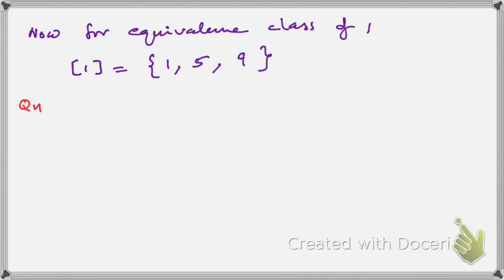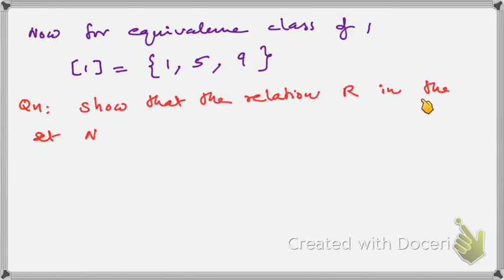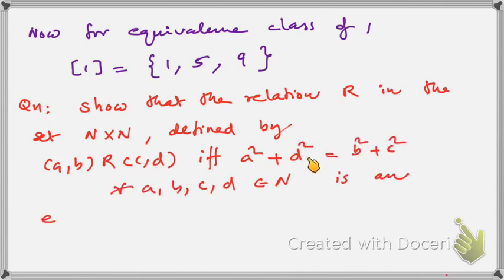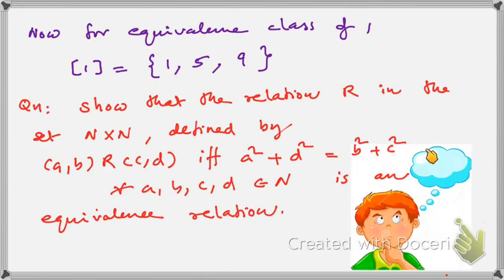And now I have a question for you. Show that the relation R in the set N cross N defined by (a, b) related to (c, d) if and only if a square plus d square is equal to b square plus c square, for every a, b, c, d taken from N, is an equivalence relation. So the given basic set is N cross N. You pick up 2 elements from there, (a, b) and (c, d), and they are related if and only if... Can we get this relation in words?